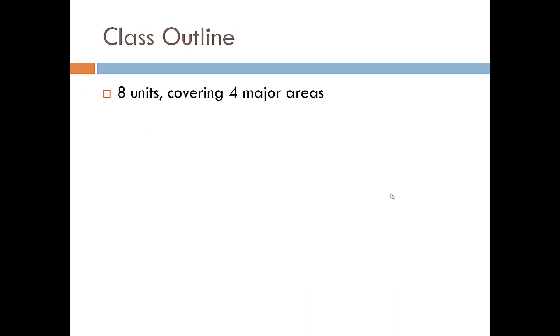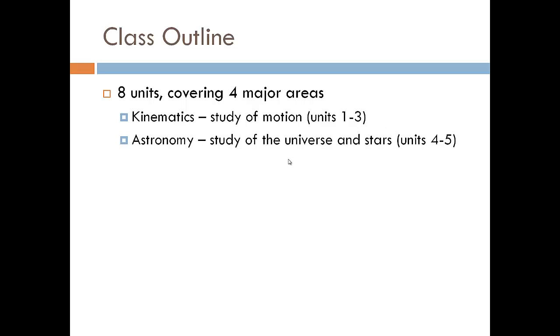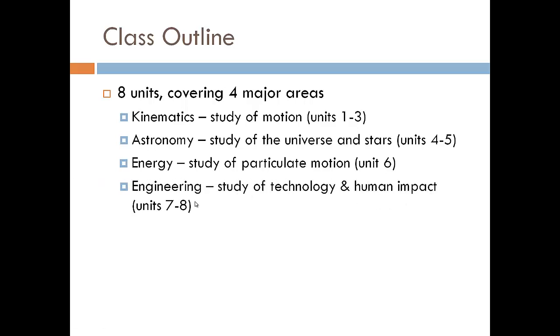What are we going to learn about this year? We're going to cover 8 units, and I've divided that into 4 major areas. We're going to start off learning about motion, which is kinematics, and this is going to be our first 3 units. Then we're going to move into astronomy, studying the universe and stars, and that's going to be 2 units, 4 and 5. Then energy, things like electricity and heat. That's going to be unit 6. And then the last 2 units of the year are going to be about engineering, which is how we've applied physics in order to create devices that improve our lives, and also how this technology has affected the rest of the world.